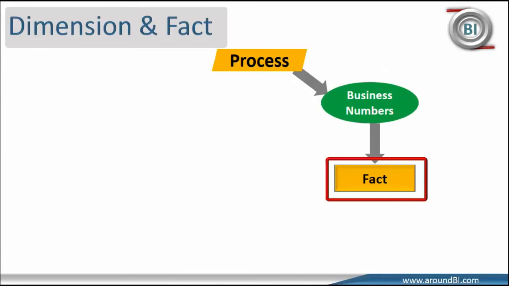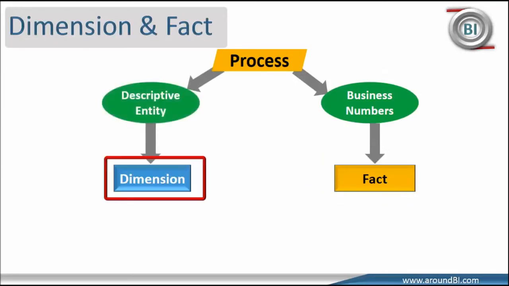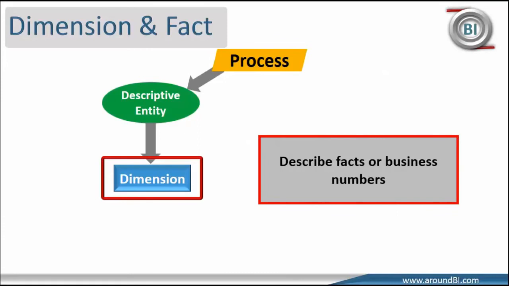But being just the numbers, it is not providing any information. We cannot generate any context or meaning with these metrics unless there is something that will describe these numbers, something that will provide perspective to view these numbers, and dimension is that entity. It is an object that describes facts or business numbers. Through dimension, we analyze numbers and categorize facts and measures, and that facilitates end user to answer business questions. Without the dimensions, we cannot measure the facts.